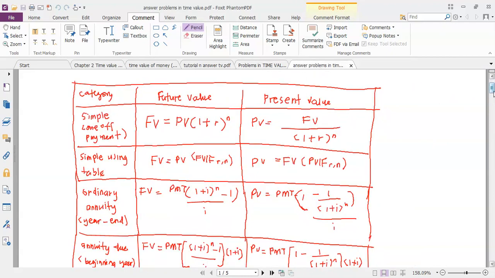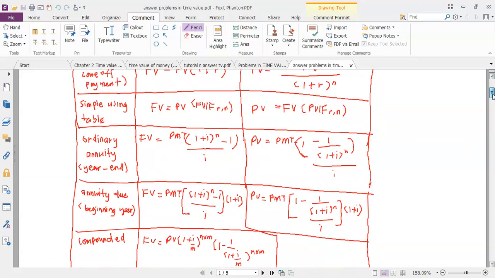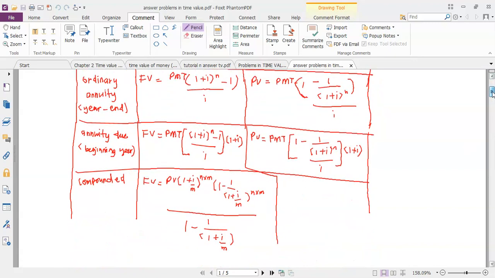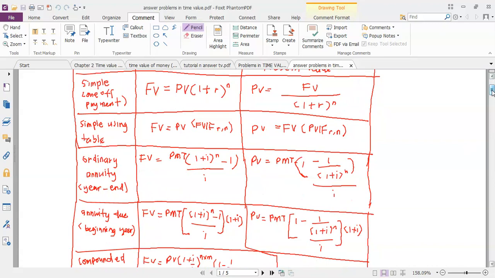I will teach you how to calculate one by one, and using which formula here. Mana satu kita akan gunakan. So jom kita tengok ni, formula dia sangat memeningkan kepala kan.